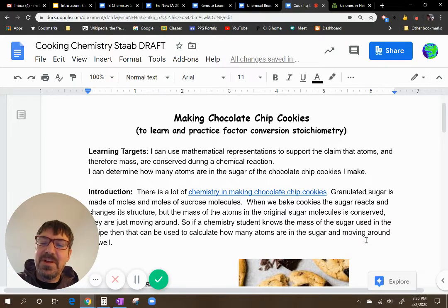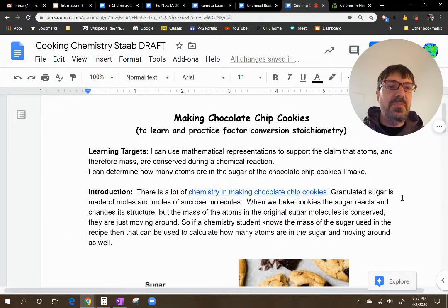And then if you divide that by the number of cookies, you can figure out approximately how many atoms from the sugar you're eating every time you eat a chocolate chip cookie. So it's going to be a practice using conversion factor stoichiometry. And you can ask questions about this if you come to the meeting during Flex. All right, let's get started here and see what we can do.